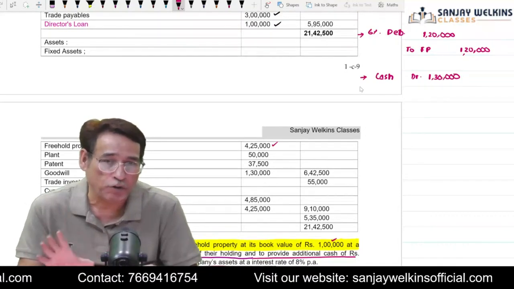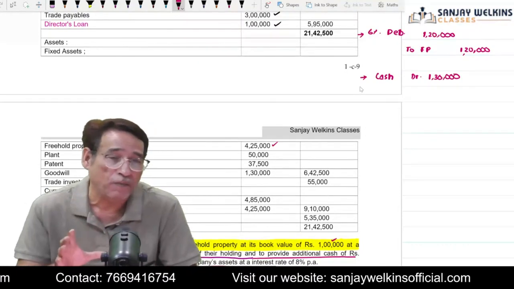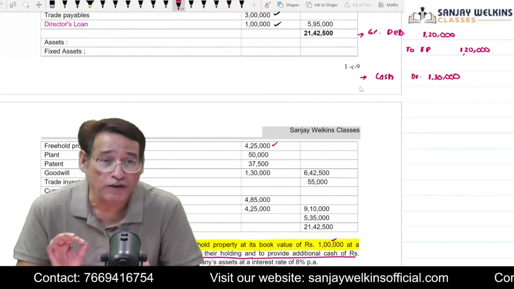In your opinion, what should be the entry? We are actually receiving cash of rupees 1,20,000.